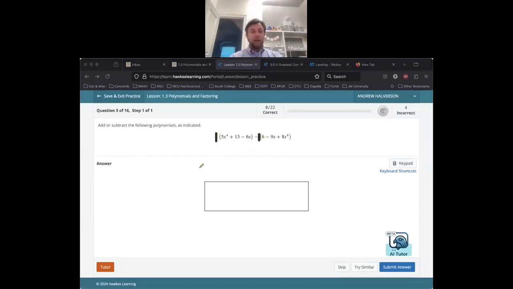Exactly. And so when we do that multiplication inside, it becomes 5x to the 4th plus 13 minus 6x. And now we do the second parentheses. Minus 1 times 6, minus 1 times minus 9, and then minus 1 times 8x to the 4th. And then what do we do?